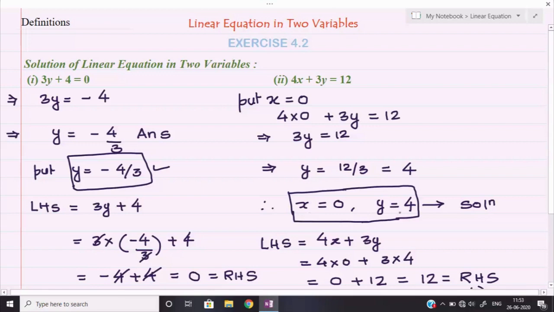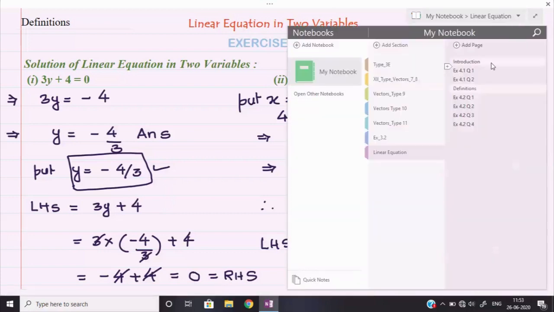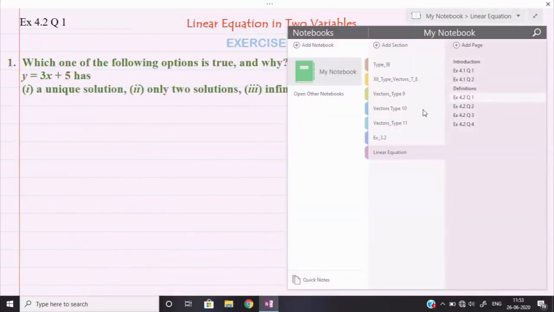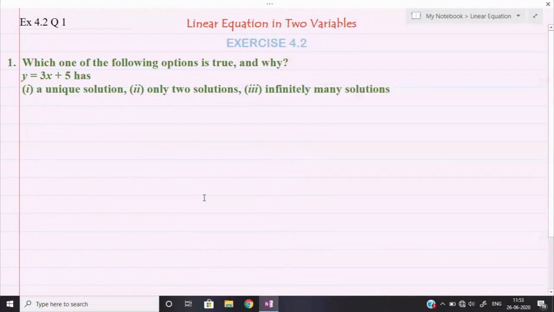You may have a question: if I keep x equal to 1, then the value of y will change, and accordingly I will solve, and that can also be a solution. Definitely we are discussing that in the upcoming question. So let us have that question now. Now I am starting 4.2 question number 1. See what we have been given here.